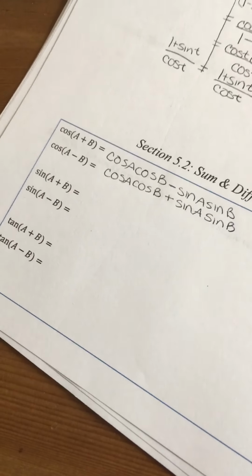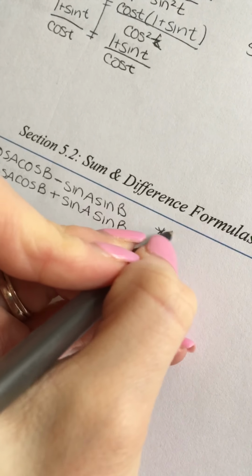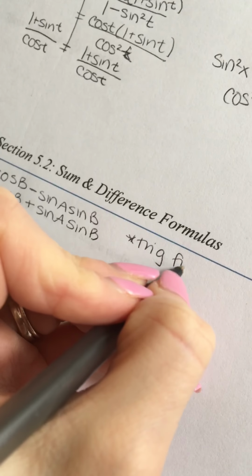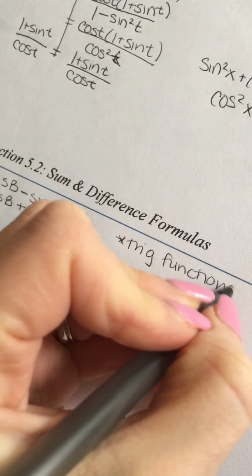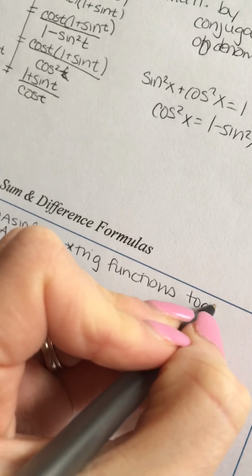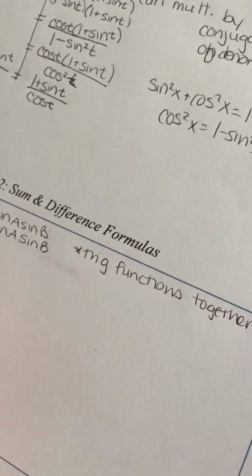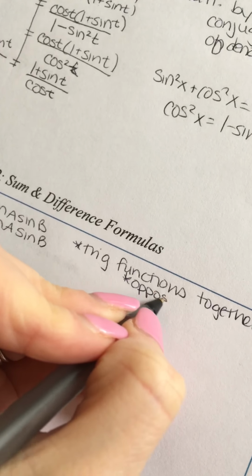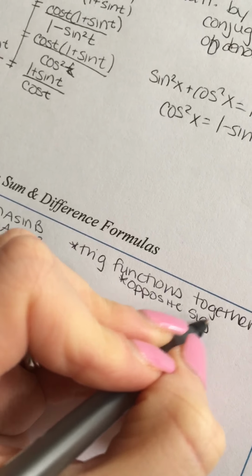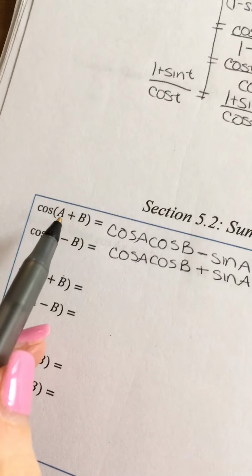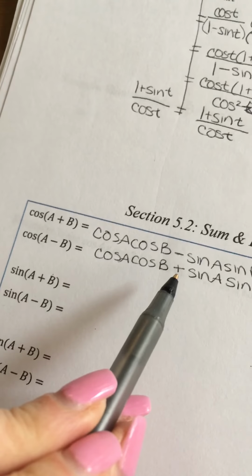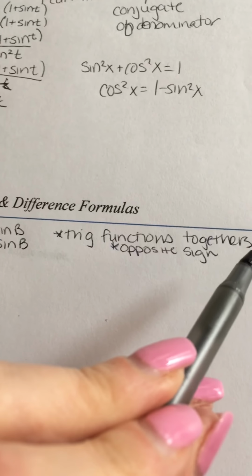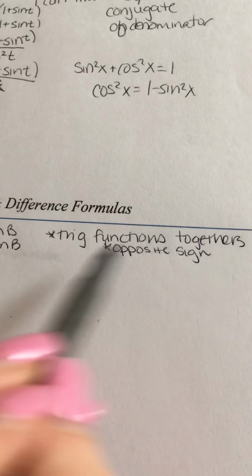So my little way to remember the cosines is that the trig functions are together. So the sines go with the sines and the cosines go with the cosines, and then opposite sign, S-I-G-N. So when we're adding, we really subtract, and when we subtract, we really add. So trig functions together, and then opposite sign.